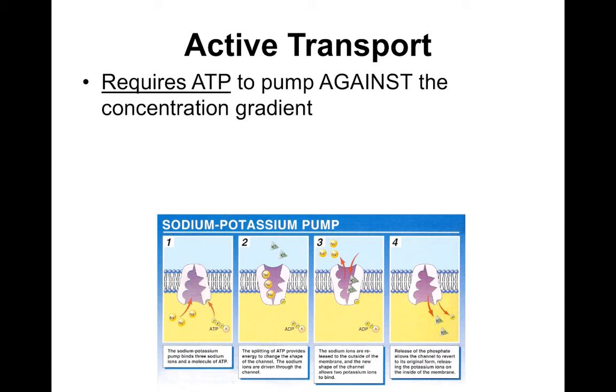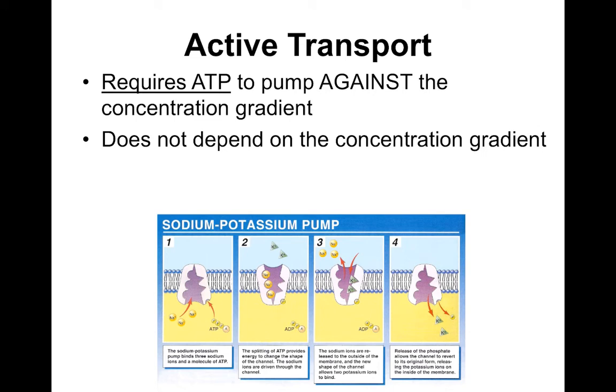Now, active transport, as we've talked about, requires ATP to pump against the concentration gradient. As I mentioned, it doesn't depend on the concentration gradient, whereas with diffusion, we need a high concentration gradient, and with this high concentration gradient, there's a sort of energy that allows for movement of the molecules so that they're evenly distributed. Now, the most common here is the ion pump.